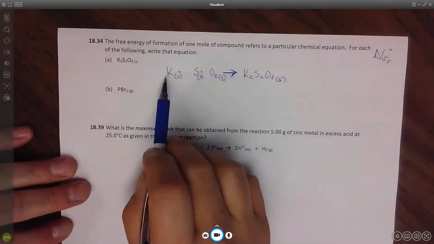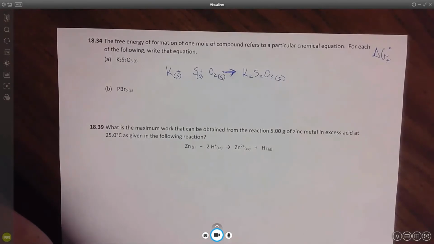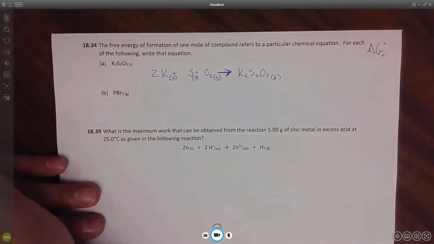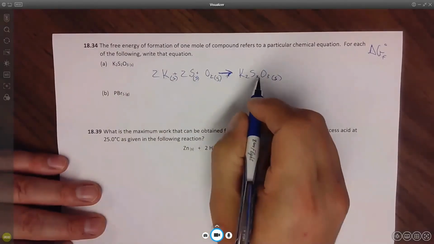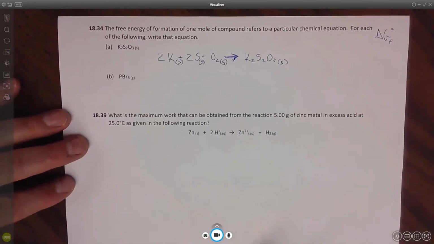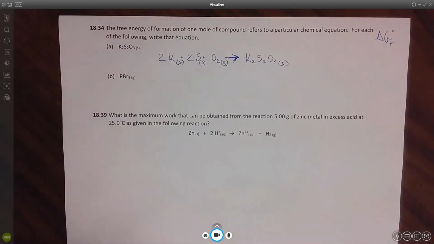What do I put in front of the K? It's going to be 2. There's 2 of them. In front of the S? 2 again. There's 2 of them. In front of the oxygen, now you can have fractions in here, right? That is absolutely correct. One of the few times you're allowed to have fractions in a balanced chemical reaction. So I'm going to get 3.